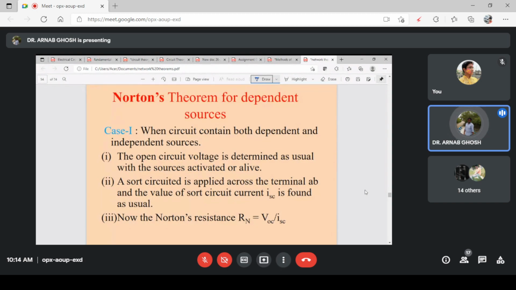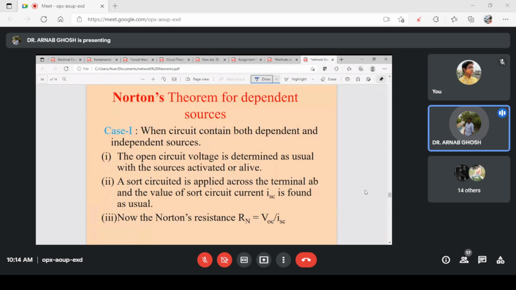One is when the circuit consists of both dependent and independent sources, and another case is when the circuit consists of only dependent sources. The first case is when the circuit consists of both dependent and independent sources. So what we will do, the open circuit voltage will be determined with all the sources activated. So when there are dependent sources as well as independent sources, keep this in mind.